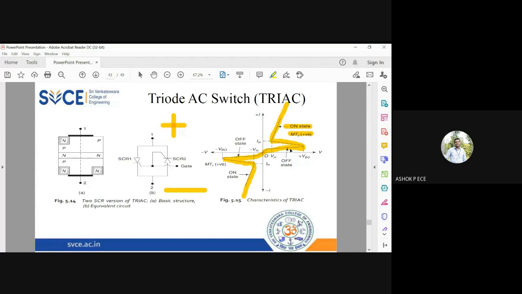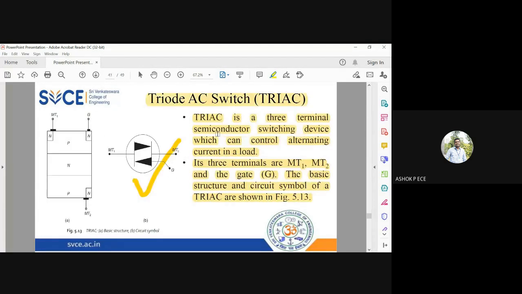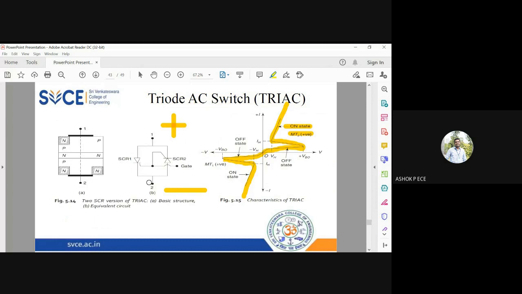Remember, SCR is a combination of 2 transistors, NPN and PNP, and this Triac is a combination of 2 SCRs connected in parallel but in the opposite direction. They are going to have the same triggering using the gate.